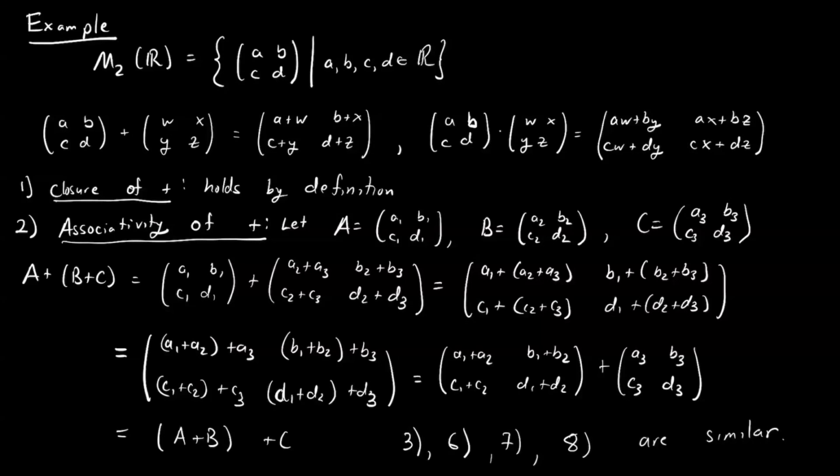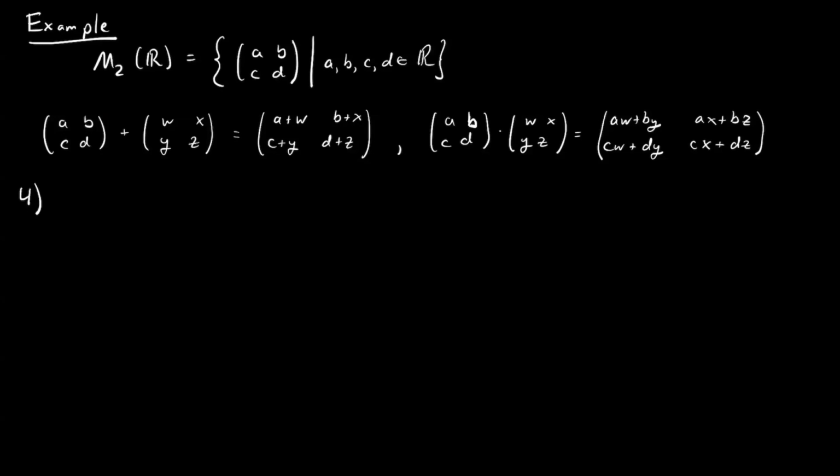Another thing I'll note here is that properties 3, 6, 7, and 8 are all very similar, and they're similarly tedious. So 3, if you recall, is that addition is commutative. 6 is that we're closed under multiplication, so that just follows from definition. 7 is that multiplication is associative, and 8 is the distributive laws. So the proofs are similar. We basically combine everything, use some properties of the real numbers, and then pull everything apart, and I'll leave those as exercises.